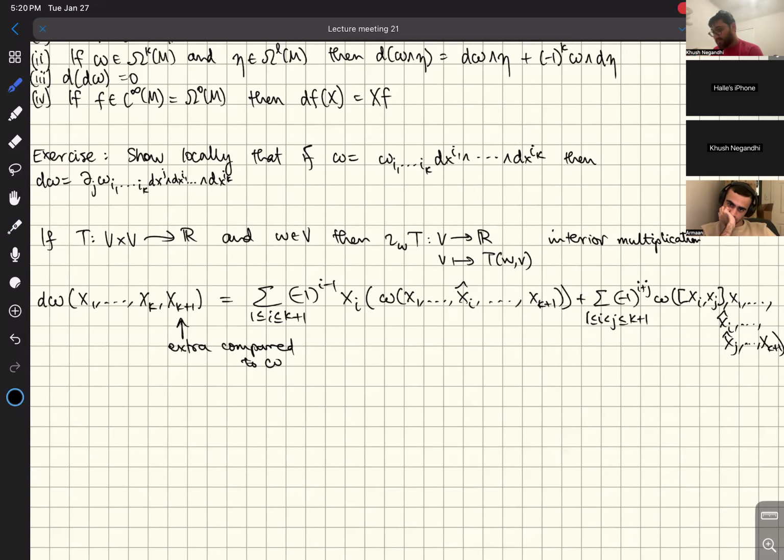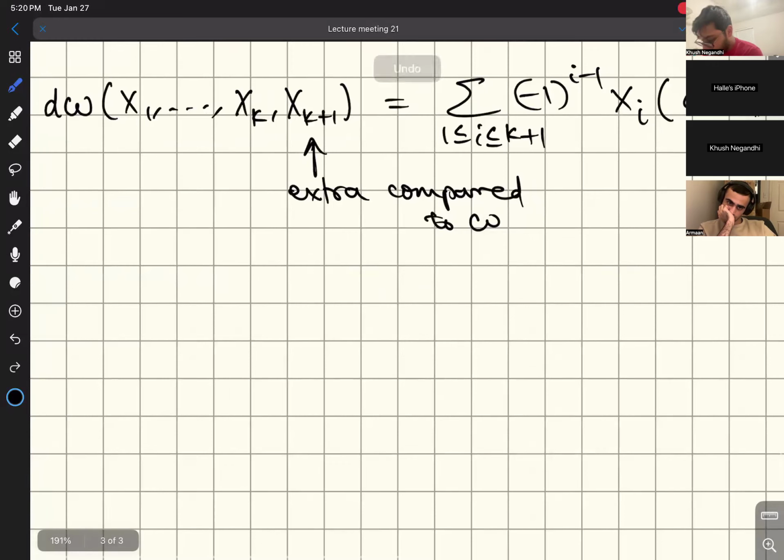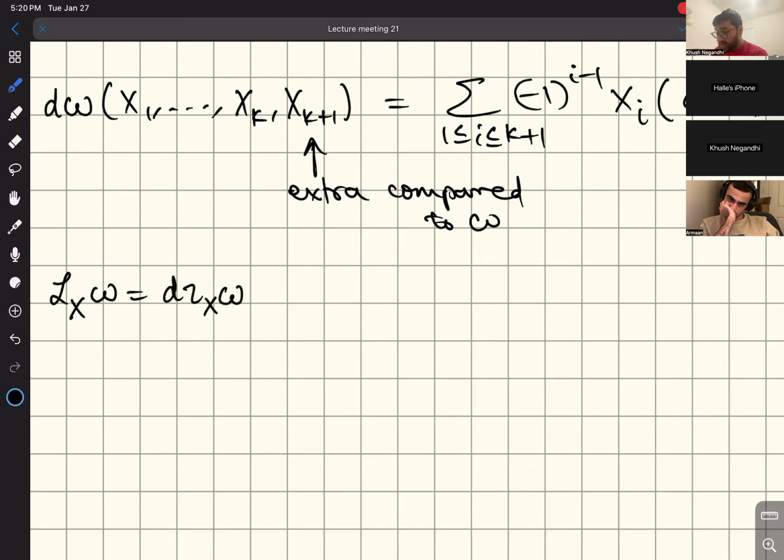But we will see soon enough that there is a formula that relates both of these two together, and that's if I take the Lie derivative of the form omega, then it's the same thing as taking the exterior derivative of the interior derivative multiplication of omega, and then subtracting, it is subtracting, right? Sorry, why am I second guessing myself? No, it's adding. Yeah. Doing the other way around.